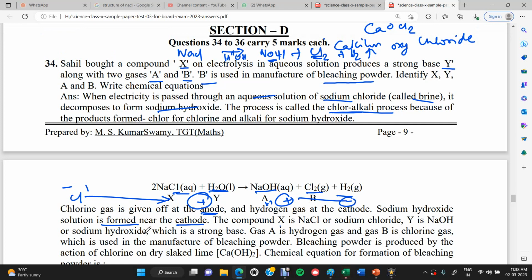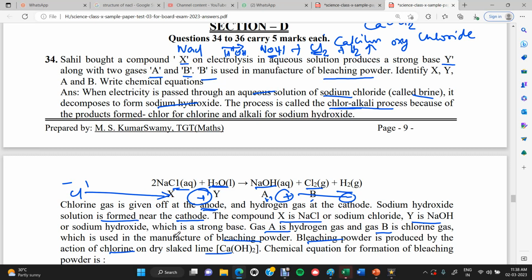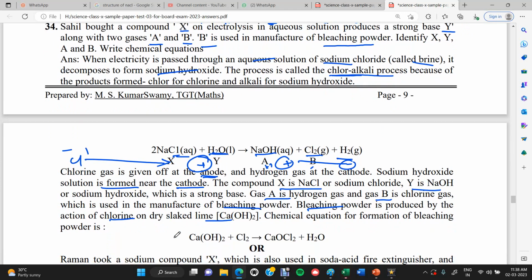The compound X is NaCl, Y is NaOH, A is hydrogen and B is chlorine gas. Chlorine gas is used in the manufacture of bleaching powder. Bleaching powder is produced by the action of chlorine on dry slaked lime. This you can note down. Preparation of bleaching powder.